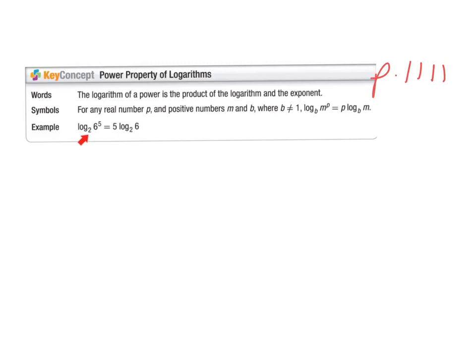And you see our example here, log base 2 of 6 to the 5th. The 5, the little power, comes out in front and just gets multiplied by the logarithm now. Okay, that's the power property. So when you see a logarithm with a power inside, like this, you can take that power and just swing it out in front, okay? And then it goes away on the inside. So the types of problems you're going to see are going to look like this.